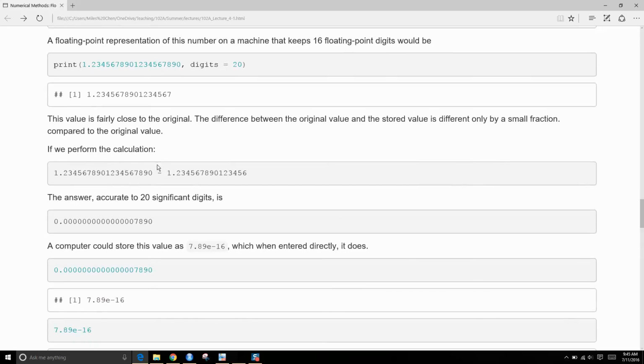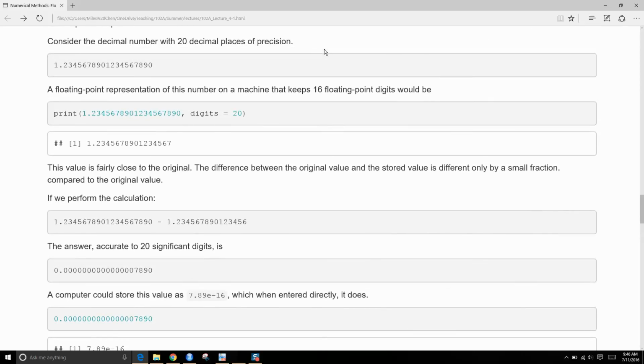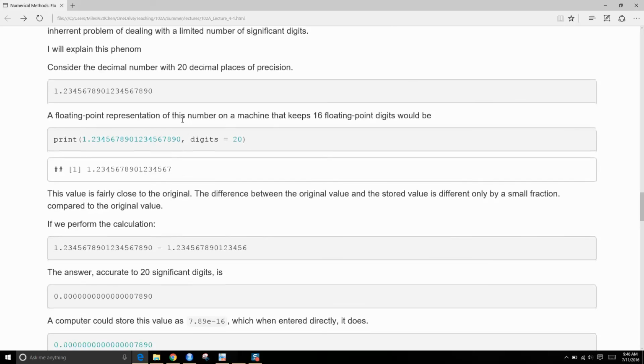And if we ask, what's the difference between this and this, we see that it's not that big of a deal, okay? Because it says a floating point representation of this number on a machine keeps about 16 floating point digits. So here's a decimal number with 20 decimal places, and our machine keeps about 16 decimals of precision. So the difference between this number with 20 decimal places and this number, which is stored internally with 16 decimal places, is not that big of a deal.